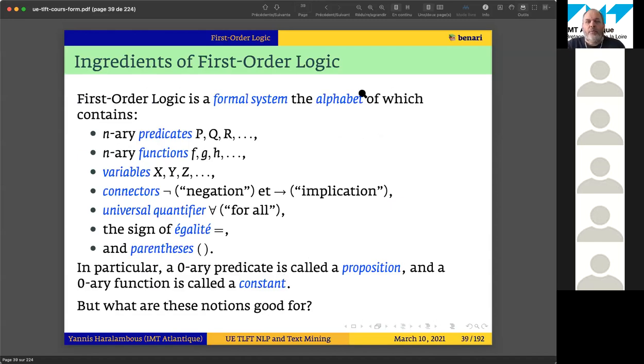Okay, then we move to first order logic. So as we will see, first order logic is not the only kind of logic, but for historical reasons, it's the most fundamental one.